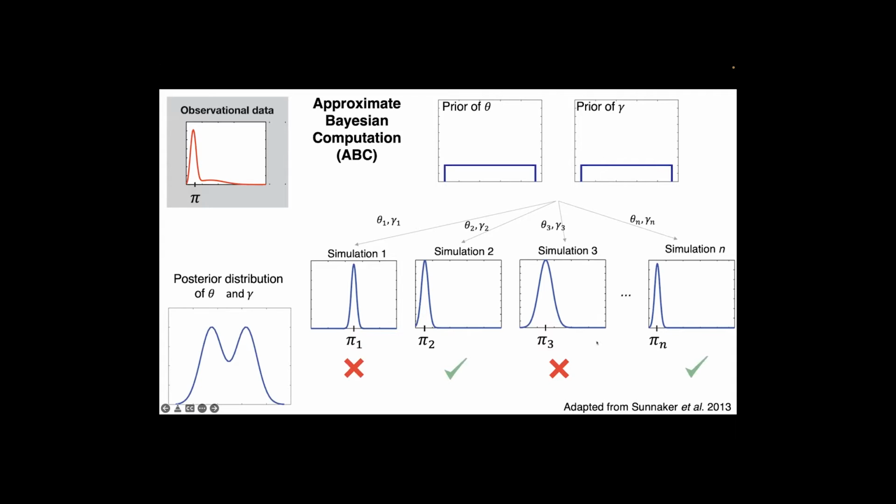And so this is a very popular technique that's now being used to make inferences from DNA sequence variation data in natural populations.